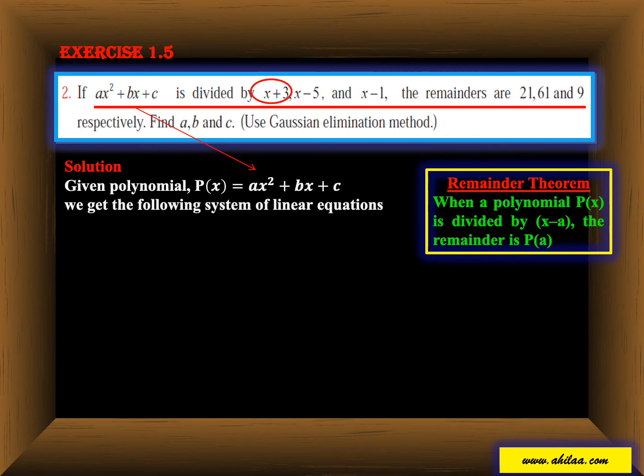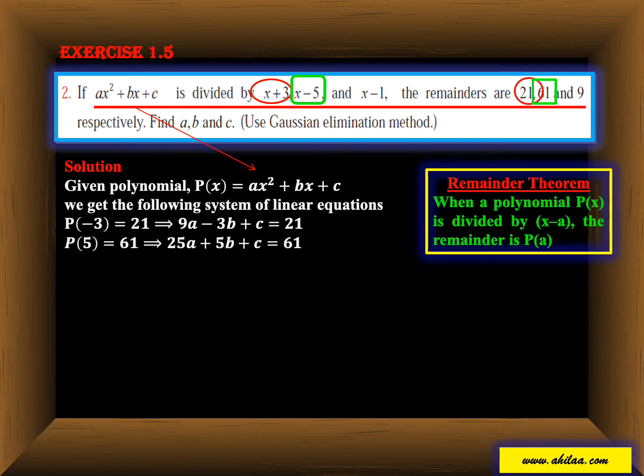See, when this p of x is divided by x plus 3, we are getting the remainder is 21. So our equation is p of minus 3 equal to 21. So substitute x equal to minus 3. We get the equation as 9a minus 3b plus c equal to 21. Next, by dividing by x minus 5, we get the remainder as 61. So the equation is p of 5 equal to 61. So substitute x equal to 5 here. So we are getting 25a plus 5b plus c equal to 61.